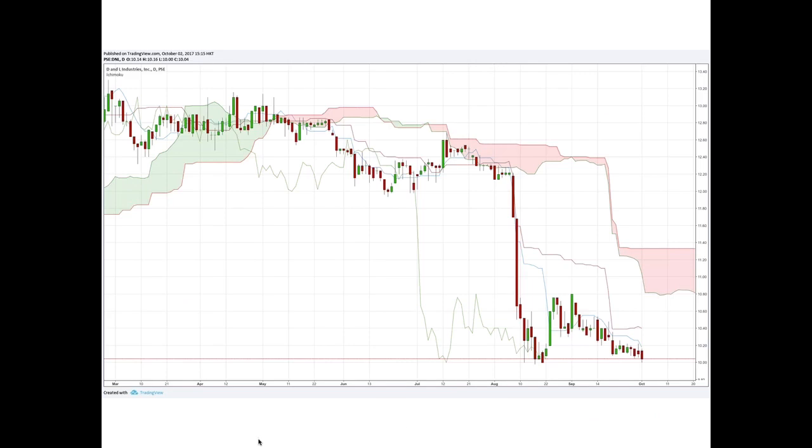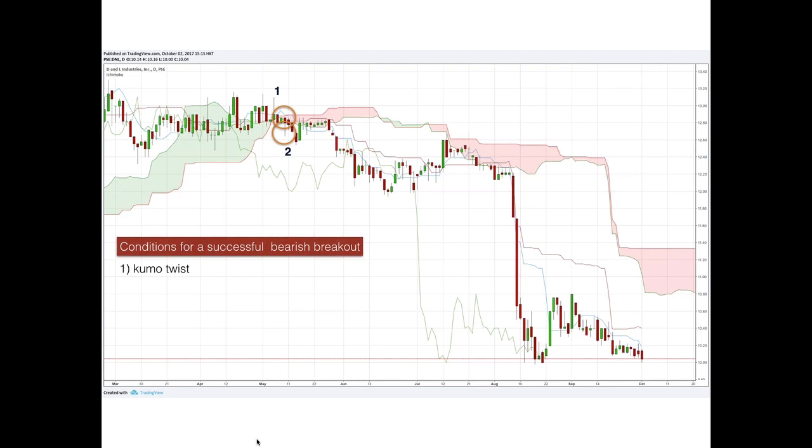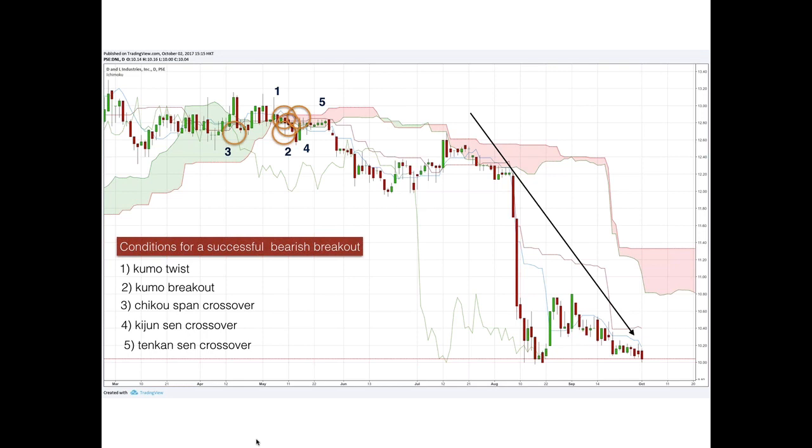DNL, the same goes for a downtrend. Ayan din. I think we showed this scenario earlier. Kuhmo twist, Kuhmo breakout, Chico Span crossover, tapos yung Jensen crossover, strong downtrend. So it goes for uptrends and downtrends. So you're able to catch or predict that most profitable part of a trend before they actually happen.